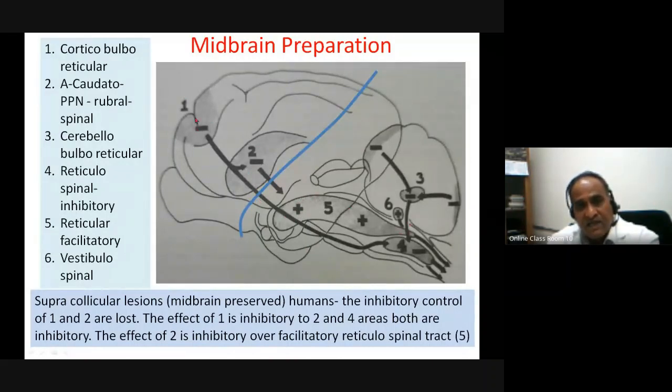And second, inhibitory control of area 1 on the medullary reticular system is lost. This inhibitory reticular system is lost. Okay, that is inhibitory to areas 2 and 4. Areas 2 and 4 are inhibitory. The effect of 2 is inhibitory over the facilitatory reticular system, and the facilitatory reticular system in the 5. This is what we have shown.